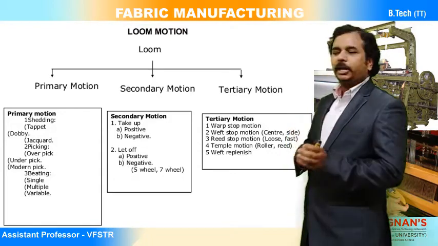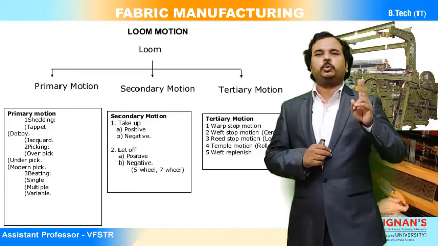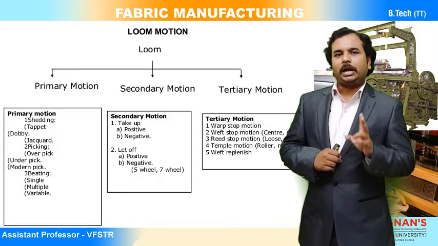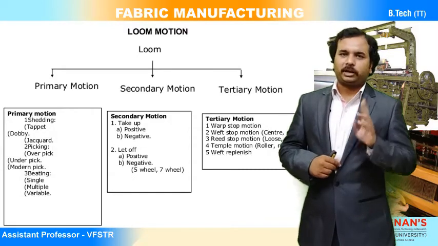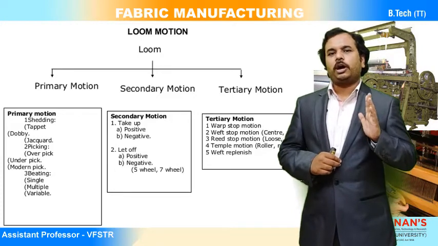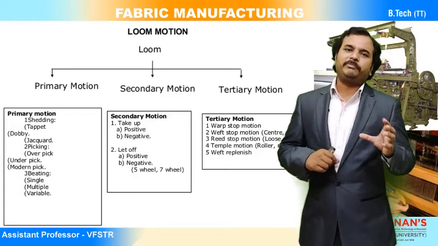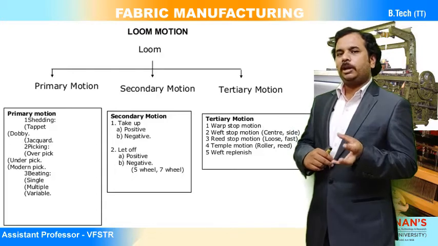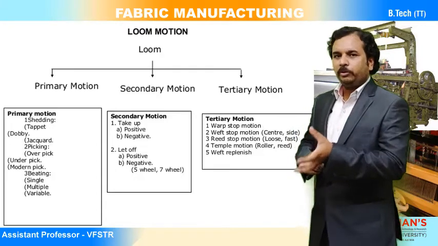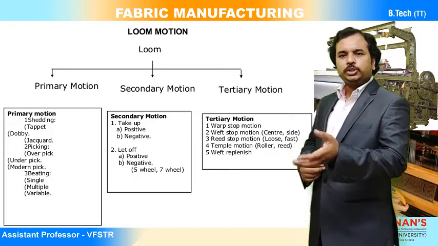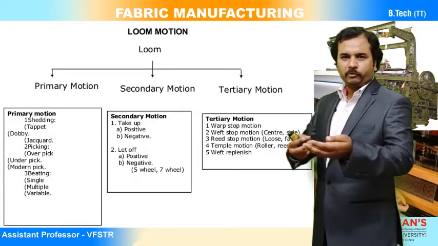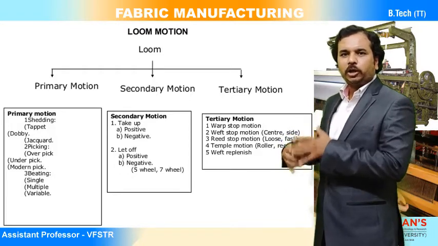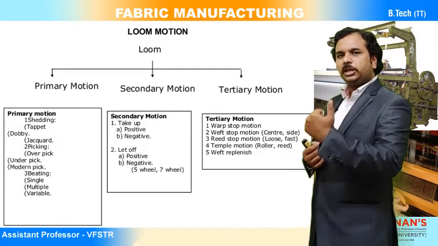And now the secondary motions. Secondary motions are only two: one is warp let off and the second is fabric take up. Warp let off relates to the warp beam, that is the weaver's beam, which is available in the weaving machine. How is this warp going to be released? Only when the warp is released can we form the shed and weave the cloth, right?